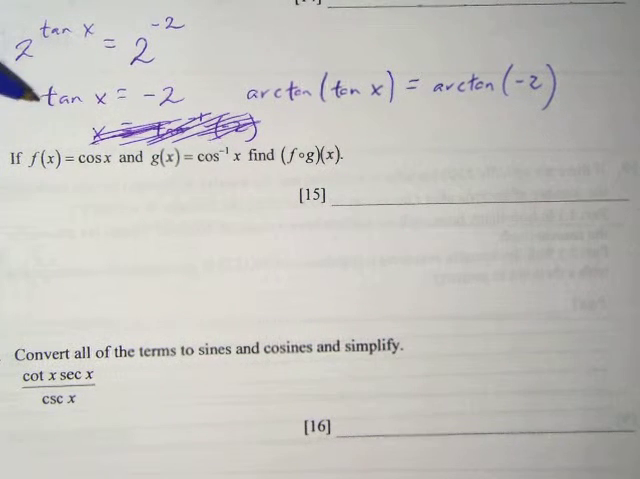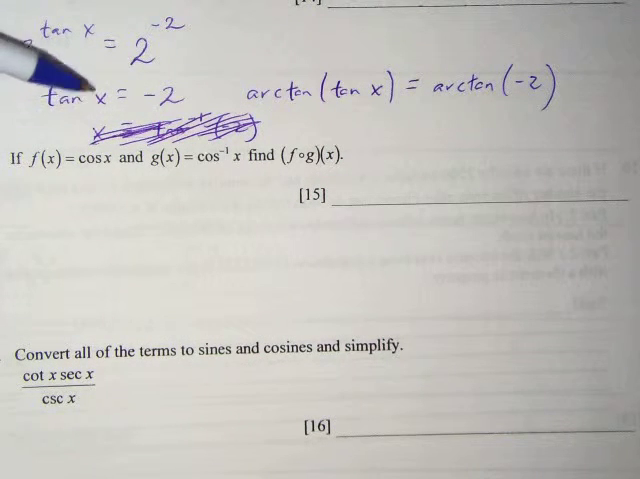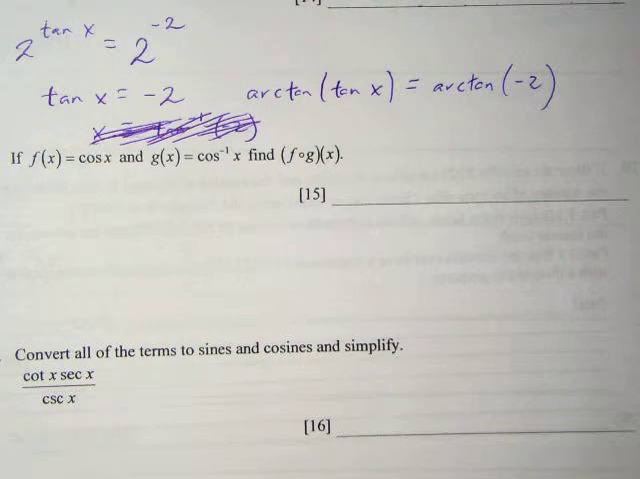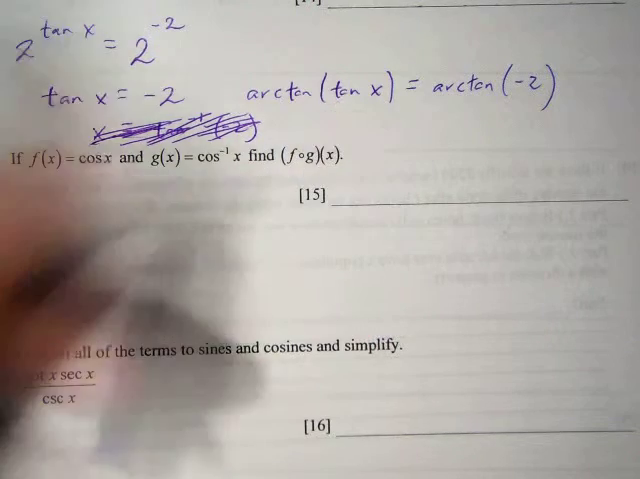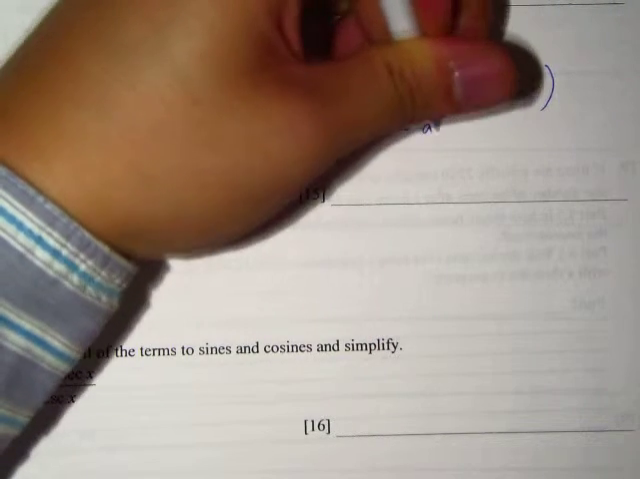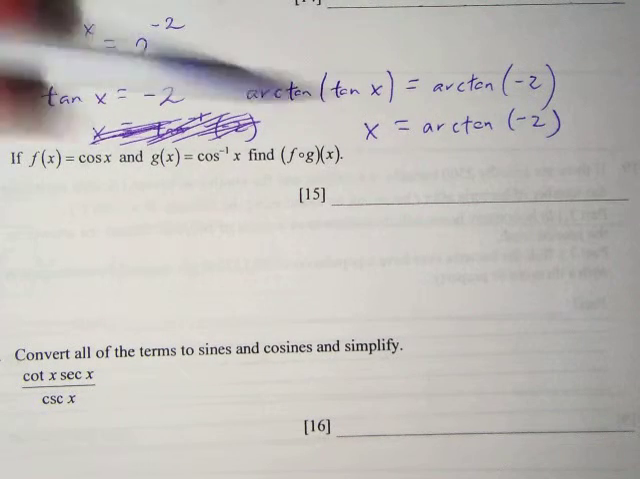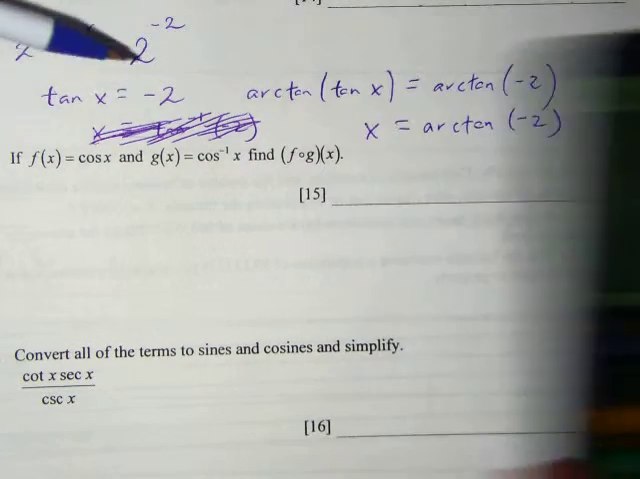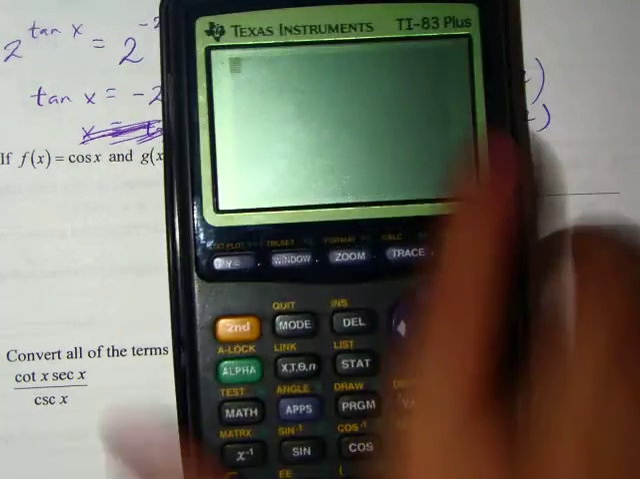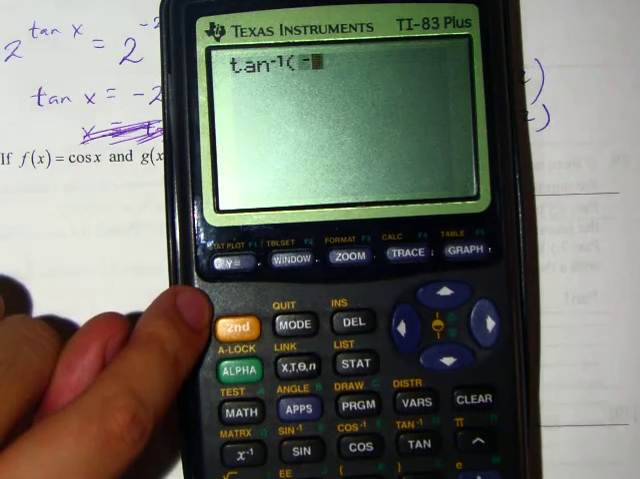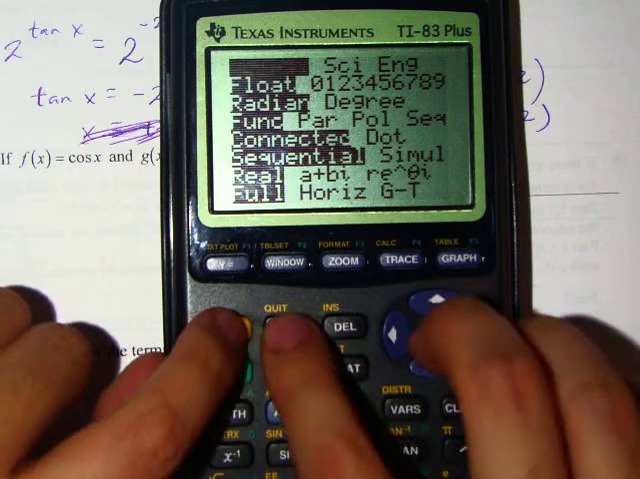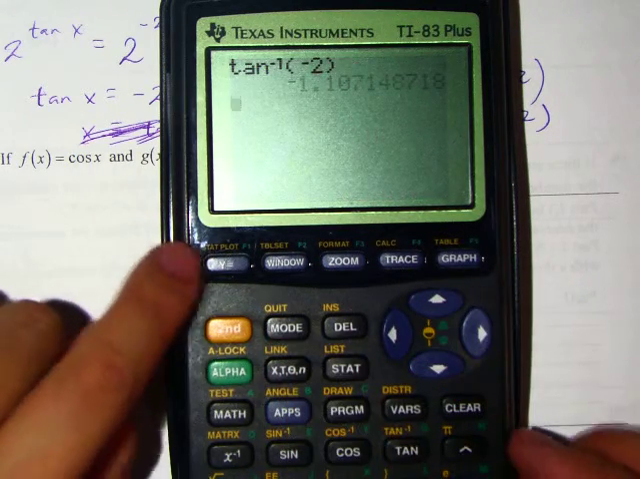Okay, so again, we have tangent x equals negative 2. Because that's not on my trig bit sheet, I'm going to do arc tangent of both sides. The arc tangent and the tangent cancel each other out. x equals arc tangent of negative 2. But when you type that in your calculator, you want to use the inverse tangent button. So I'm going to use tangent inverse of negative 2, and I'm going to make sure my mode is in radians, so my answer is going to be in radians.